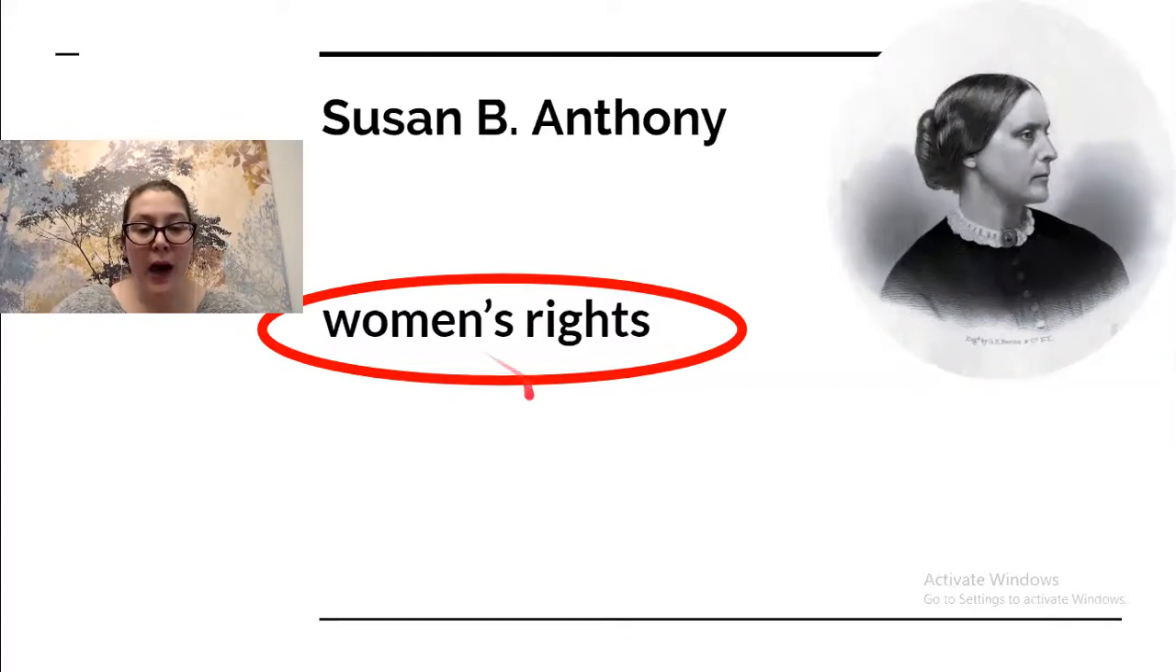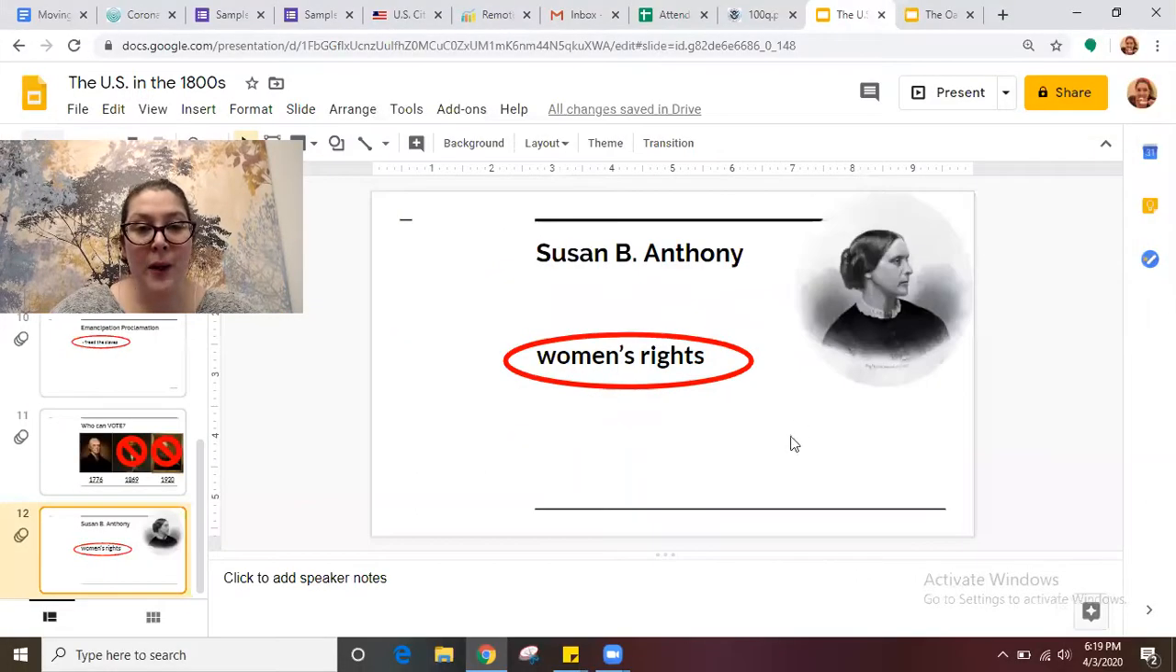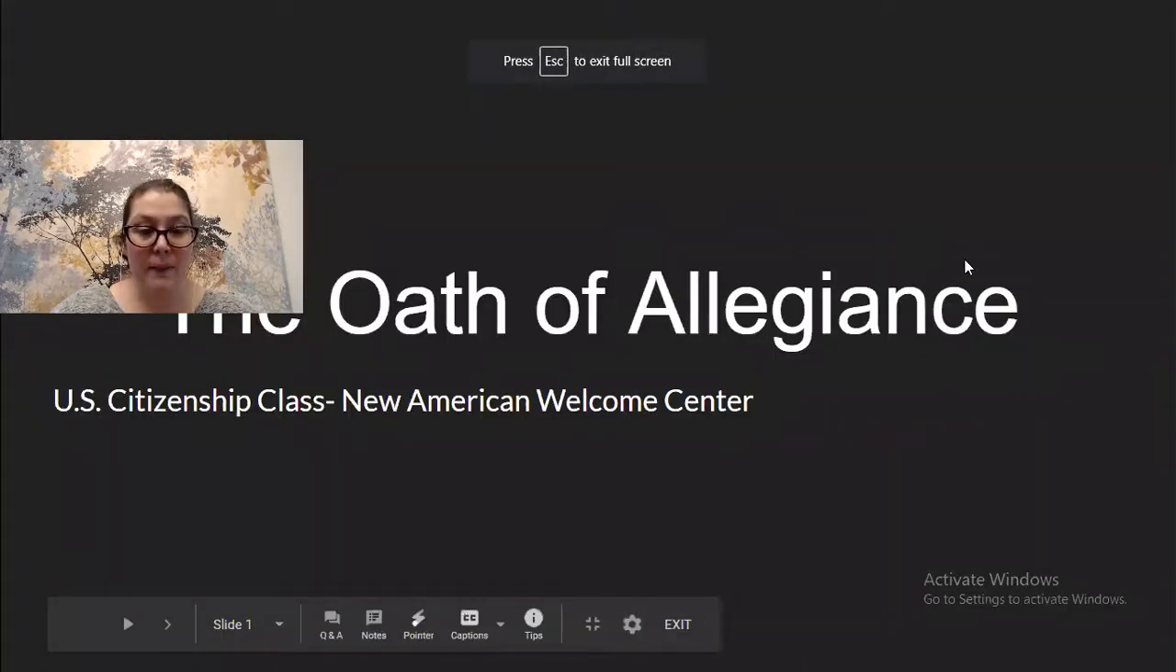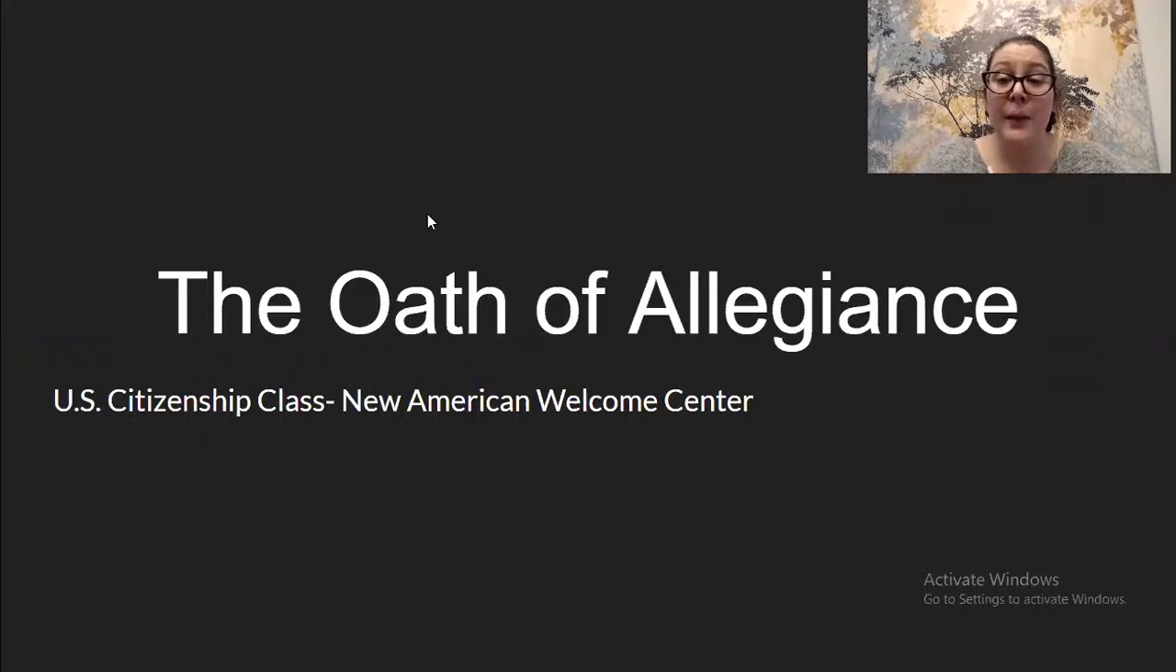All right, so our next part of our lesson today is the Oath of Allegiance. So the Oath of Allegiance is the last part of your N400 application. They will ask you to sign saying that you promise to do certain things. And then at your citizenship ceremony, they call it an oath ceremony, you will take the oath of allegiance by raising your right hand and saying the oath in front of a judge and many people.